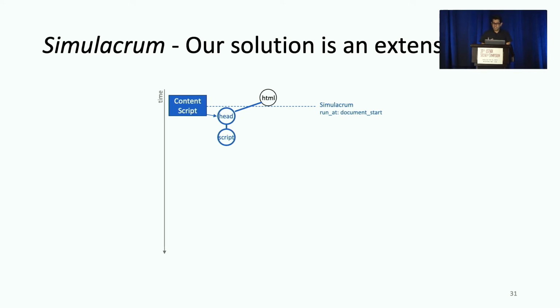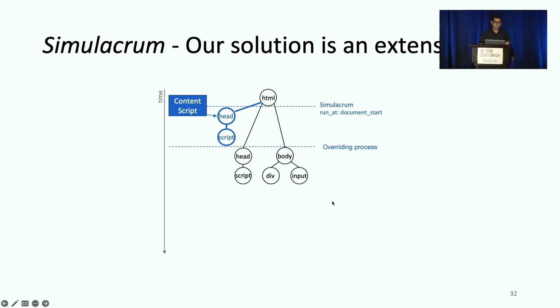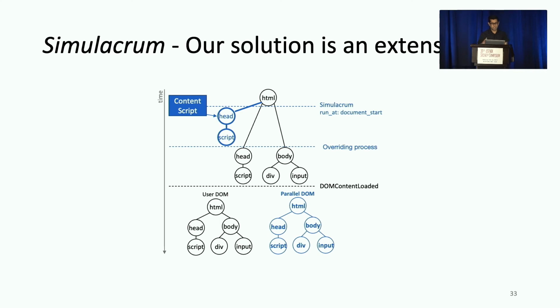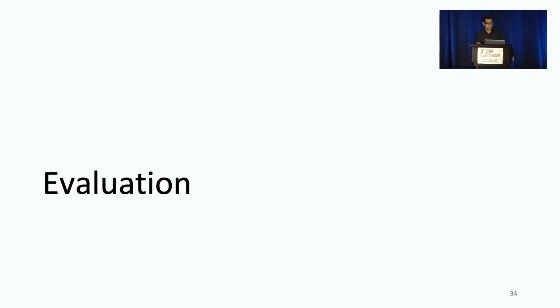For our idea, we created a prototype, which is an extension, and we call it Simulacrum. Simulacrum starts at the beginning of a page, and it overrides all those functions that I mentioned before. After the overriding process, the browser starts to parse the HTML code and generate the DOM. When the DOM generation is completed, Simulacrum makes a copy of the user DOM to generate the parallel DOM. From this point, we can hide all those extension fingerprints. And now let's see some evaluations of this work.